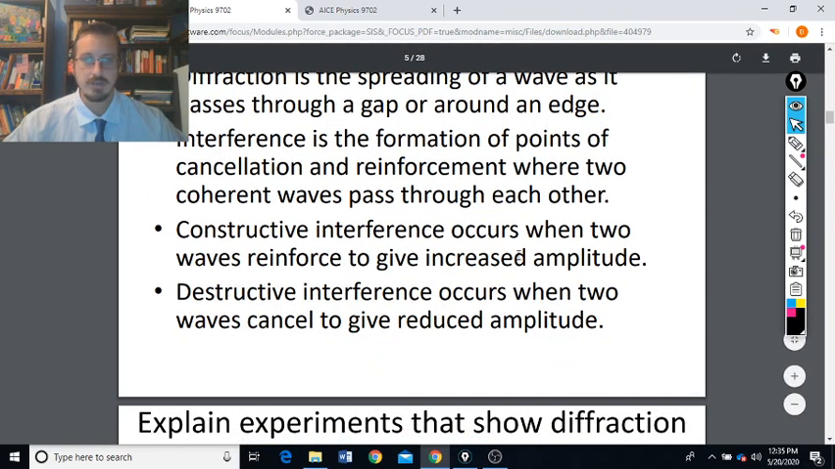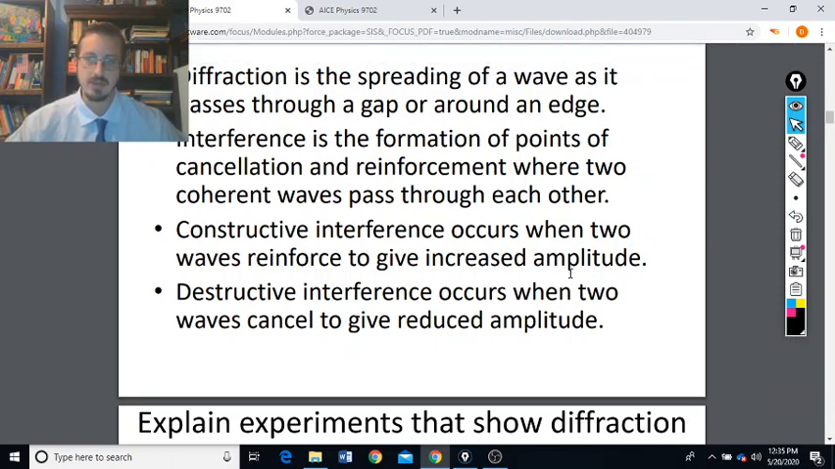Constructive interference occurs when two waves reinforce to give increased amplitude. Destructive interference occurs when two waves cancel to give reduced amplitude.